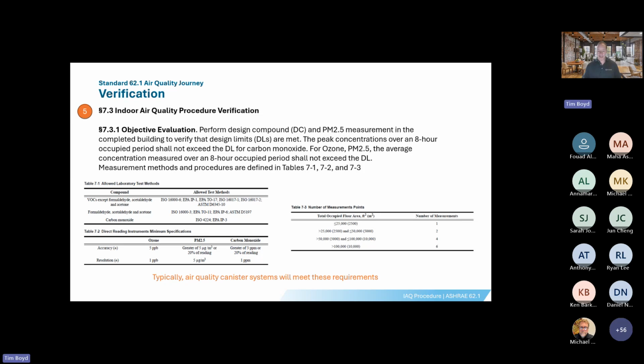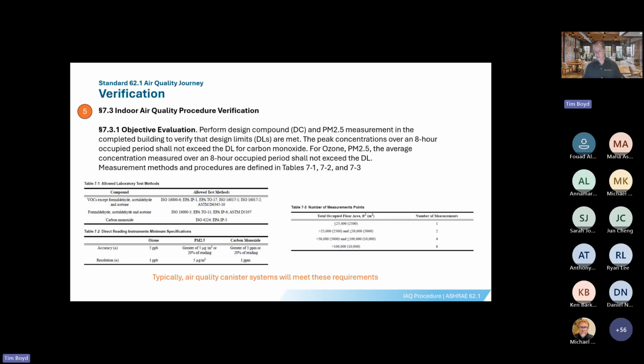The last test here is the verification test. Effectively, there's an air quality canister systems test. It's pretty cheap. You put it in the space, it measures it for 8 hours, while you're commissioning. This is normally when you would do it. And you just prove that the space is below the design limit. They recently updated table 7.1, kind of immaterial what they did, but to the point, what I'm showing you here is not exactly what's in the addendum that came out last week.